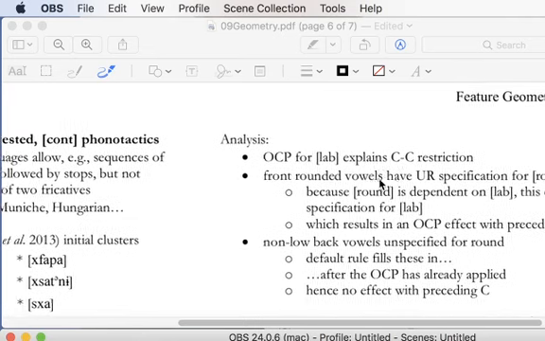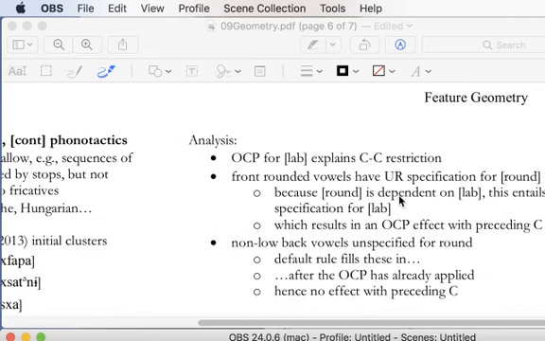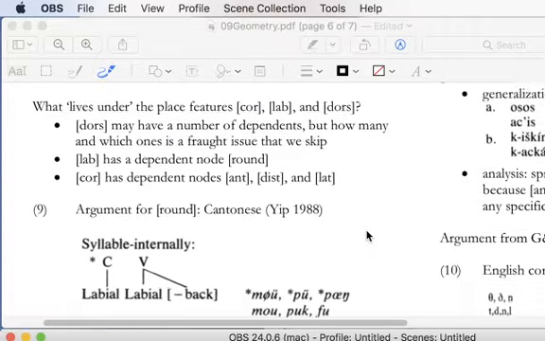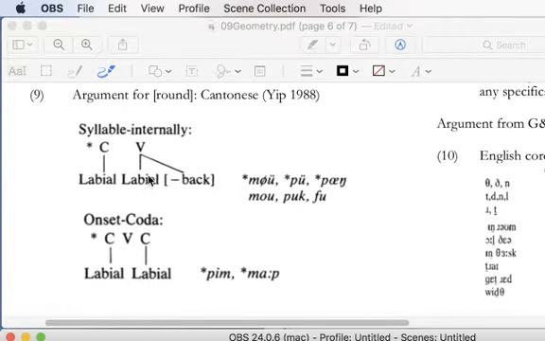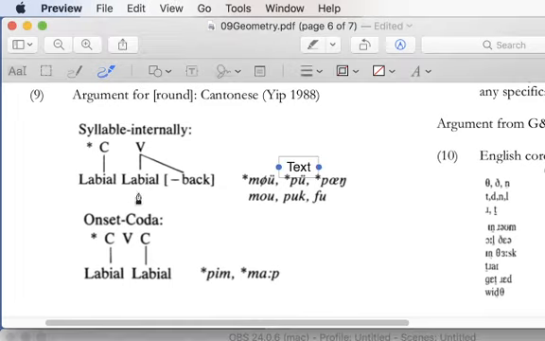Front rounded vowels need to be specified as plus round in the underlying representation because they're also front unrounded vowels, and because rounding on front vowels is marked, right, in some sense. And the idea here is that because the feature round is dependent on the feature labial, that is, it lives underneath it in the tree, you can't specify this feature for a vowel without also specifying that vowel for labial. And that means there's going to be an OCP effect with the preceding consonant. Why is that? Because in order to get this vowel plus round, we had to specify it as labial.